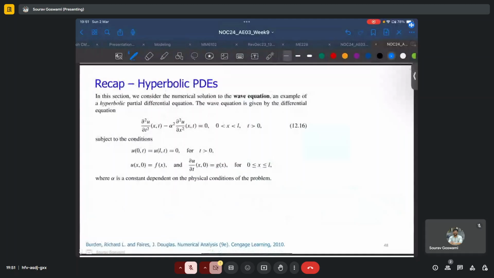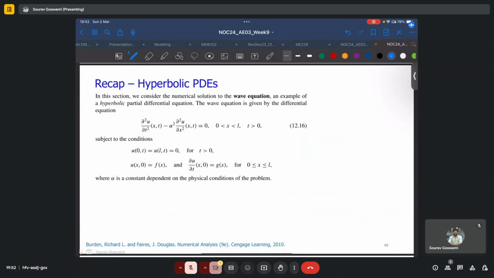Let us also quickly look at hyperbolic PDEs. I hope we have the time for it. We looked at elliptic and parabolic PDEs. The third kind is hyperbolic PDEs, which we typically encounter when we're trying to find numerical solutions for the wave equation.